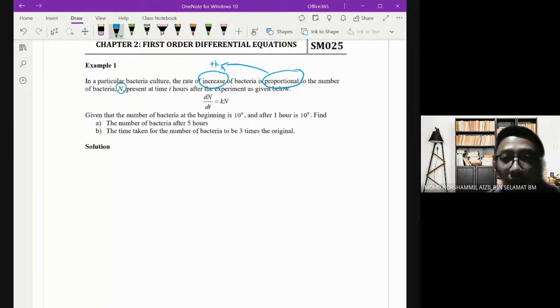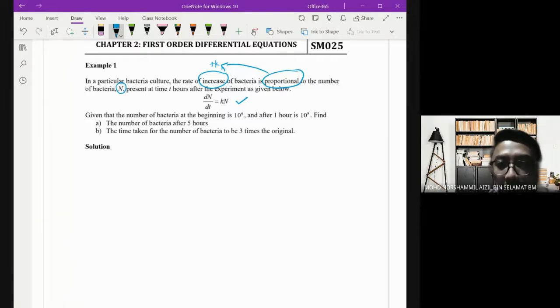Okay, so dn, big N present at time t hours after the experiment as given below. In this case, your equation is given. Okay, your first order differential equation is given. So senang lah, senang lah soalan ni. Dalam exam, kalau soalan macam ni dia dah bagi siap-siap benda ni, biasanya students memang full mark lah. Ini soalan yang memang confirm kena score lah. Kategori wajib lah. Wajib score lah kalau dah ada equation macam ni.